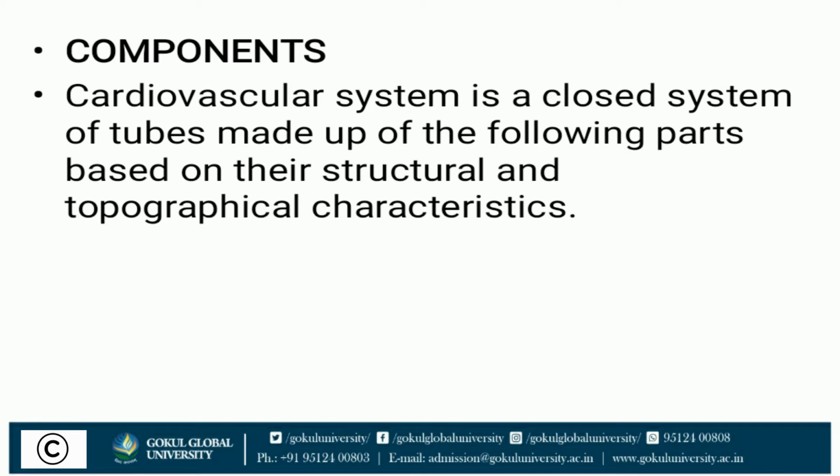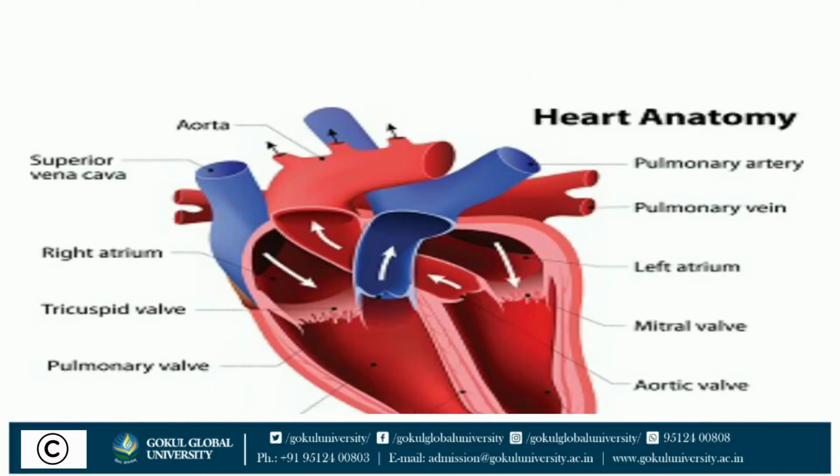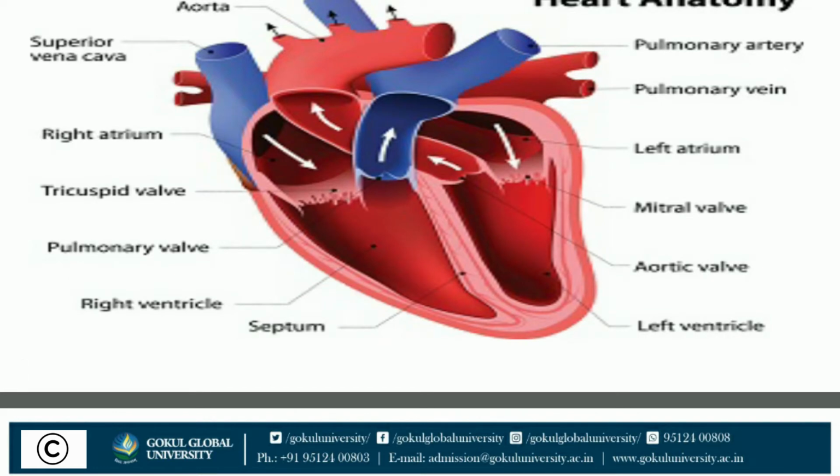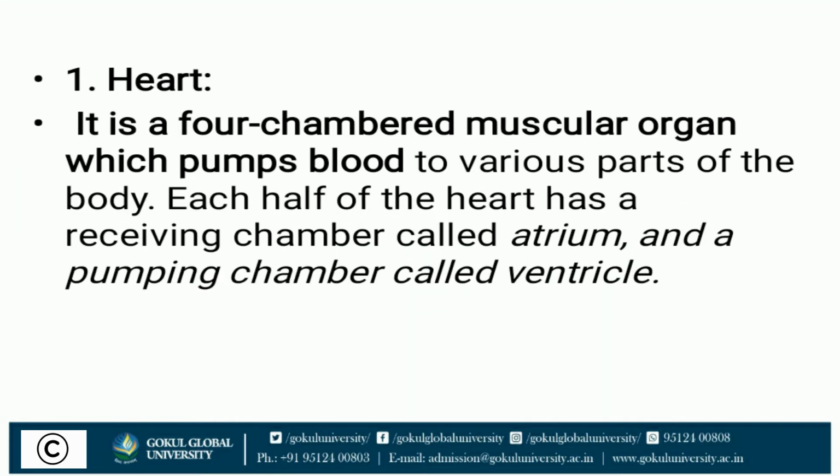Components: the cardiovascular system is a closed system of tubes made up of the following parts based on their structural and topographical characteristics. In this diagram you can see components of the heart: pulmonary artery, vein, left atrium, mitral valve, aortic valve, left ventricle, septum, right ventricle, pulmonary valve, tricuspid valve, right atrium, SVC, that is superior vena cava, arch of aorta, brachiocephalic, left common carotid, and subclavian. These are the branches of the arch of aorta.